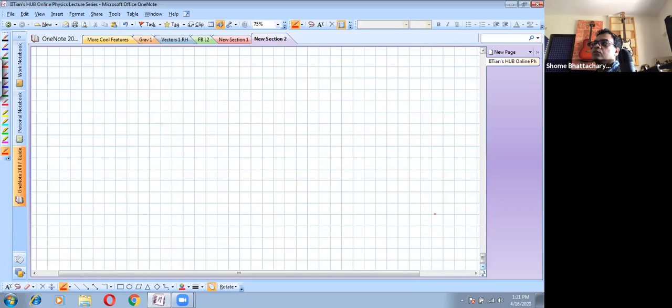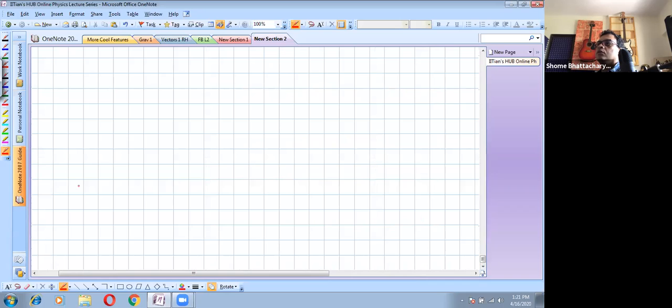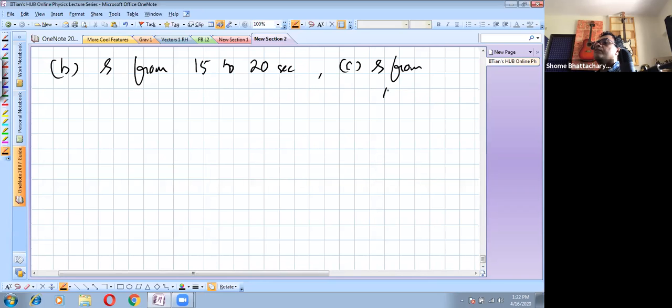So in this only now, for example, for the next part, so the B part, you have to find displacement from 15 to 20 seconds. Okay. And then again for the C part, the displacement from 15 to 25 seconds. So let's look at these two parts together.